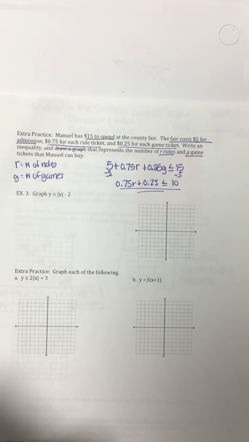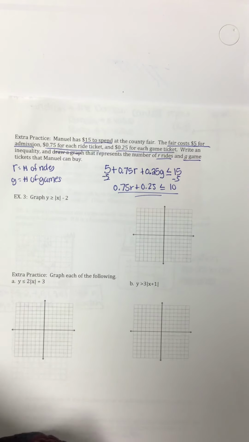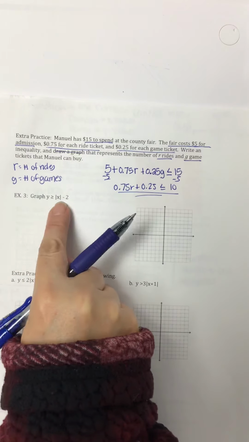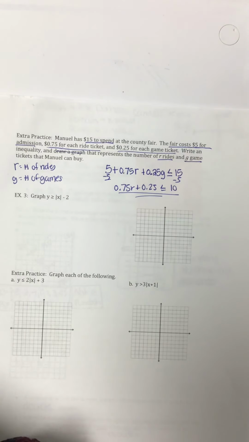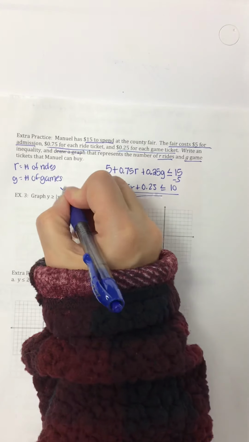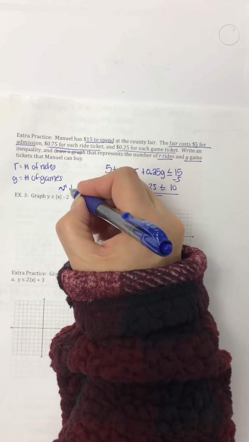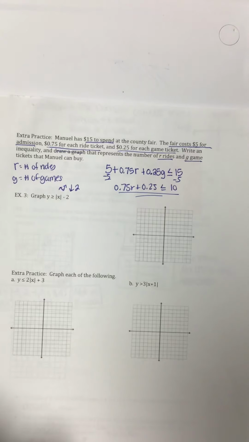Okay, let's look at example 3. If this was an equal sign, what would we know about this? It's absolute value, which means it's a V, right? So we know it's going to be a V, and what would that -2 tell us? It's going down. That it was moved down 2 units, correct? All right, so we wouldn't necessarily have to have a table for that one, would we? So we know it's a V that's moved down 2 units. Do you agree with that?